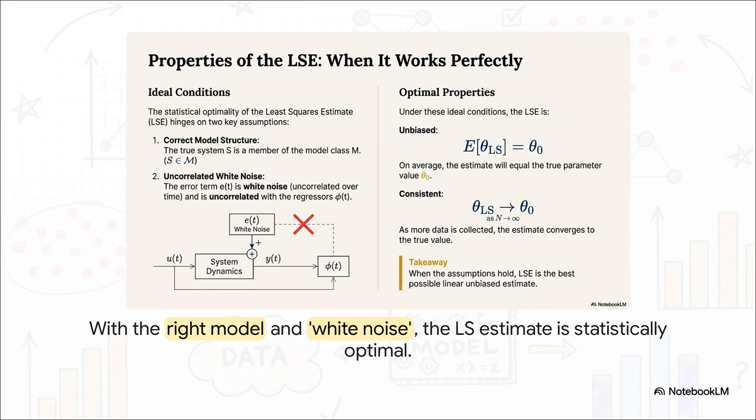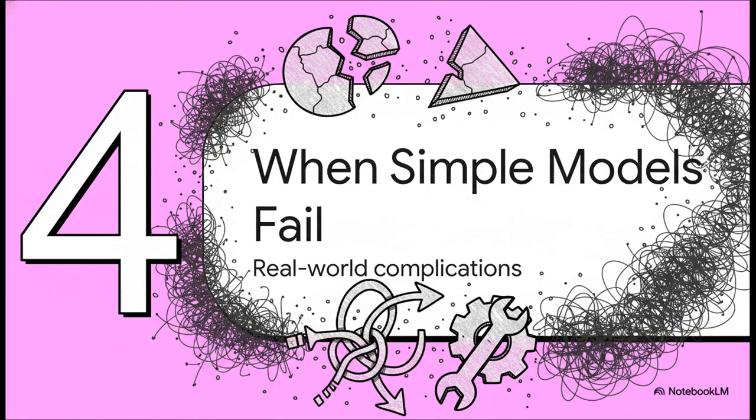It's unbiased, meaning it gets the right answer on average, and it's consistent, which means it gets more and more accurate the more data you feed it. But you knew there was a but coming, right? Of course, the real world is almost never that clean and ideal. And that's exactly when we start to see the limits of this simple, beautiful approach.